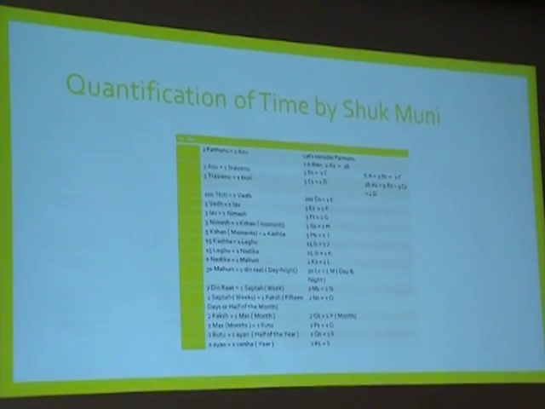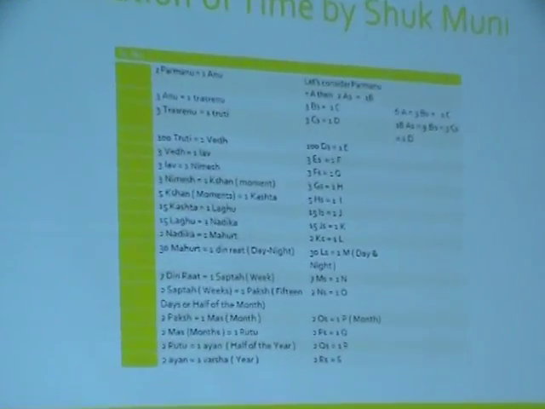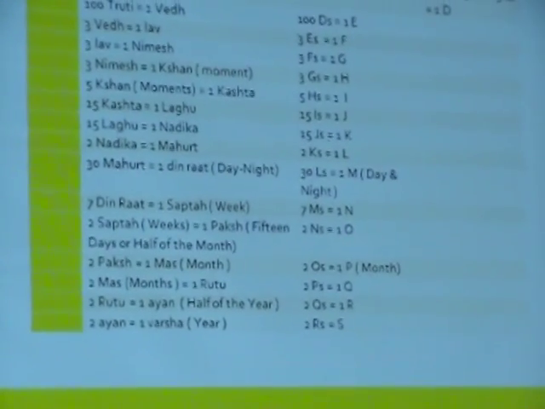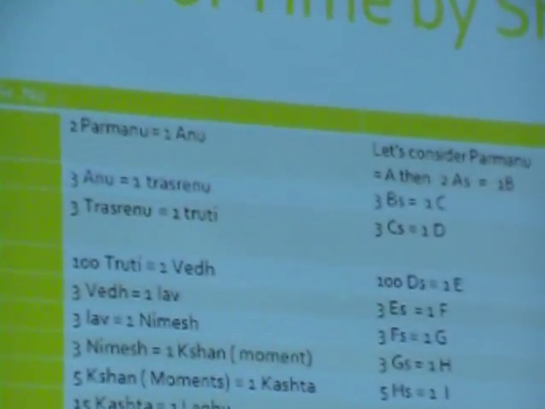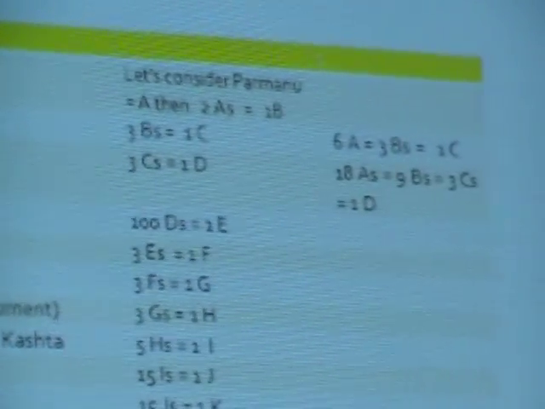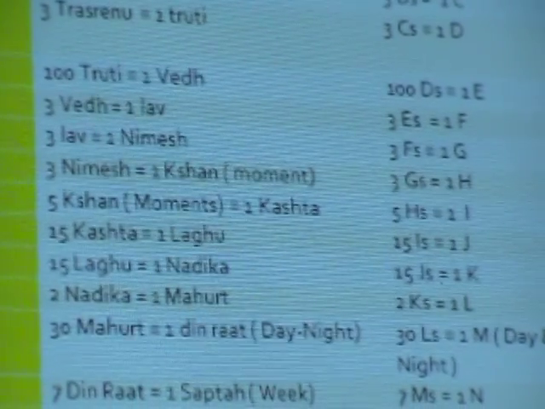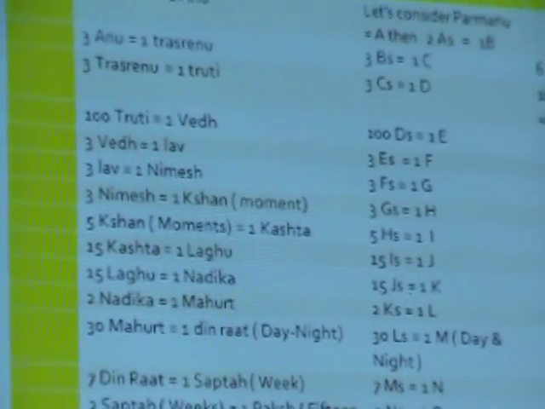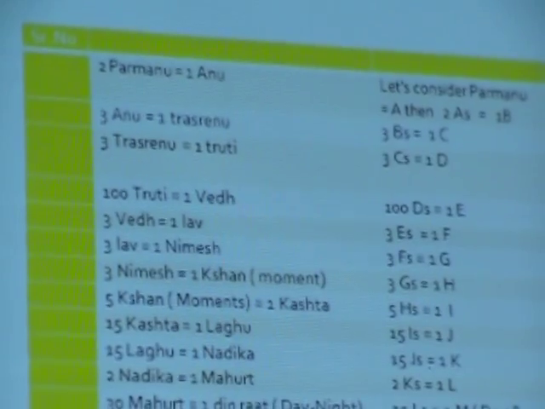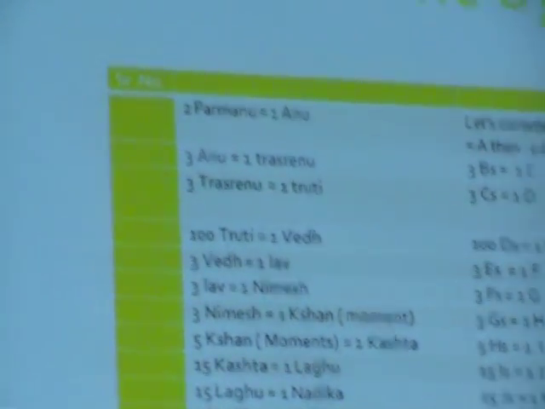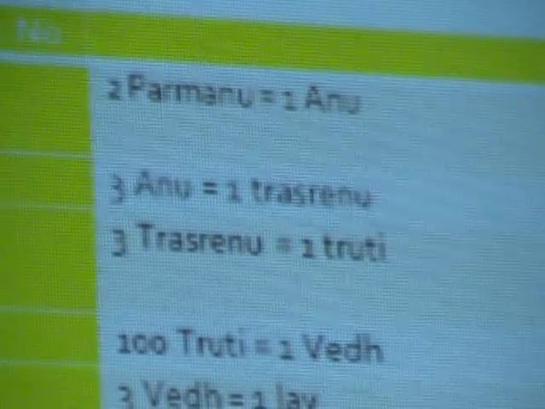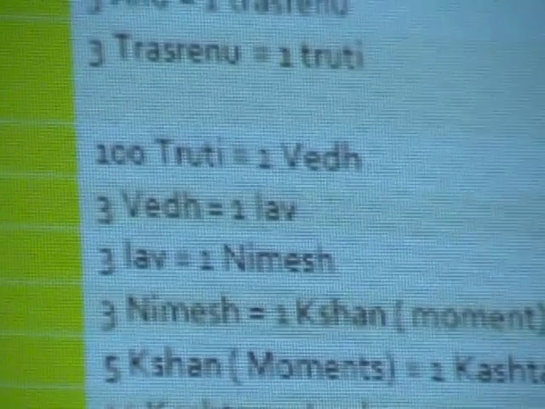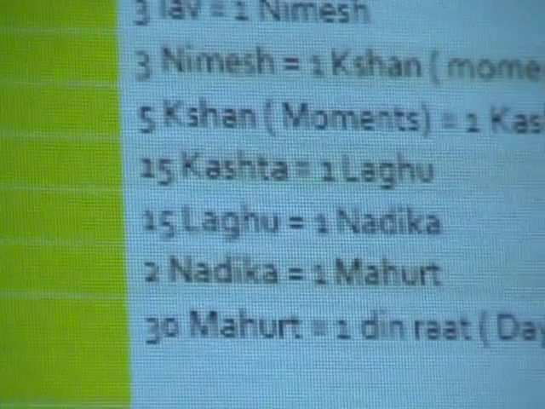Shaka Muni, the Indian scholar, divided time and defined the smallest unit of time. All these are different units. The smallest you see at the top is parmanu. Then it goes on: two parmanus make one anu, then three anus make one tristi, and so on.